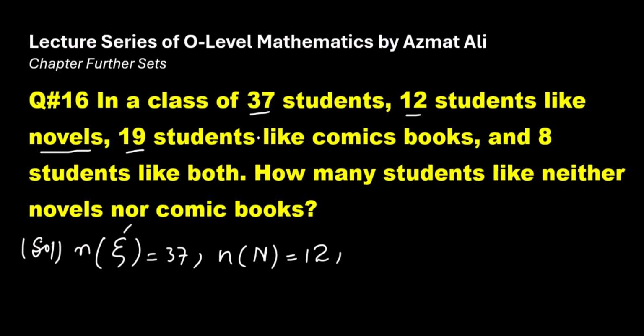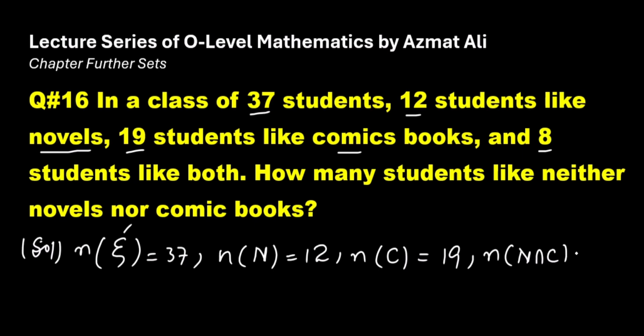19 students like comics book. It means the number of comics readers are 19. And 8 students like both. It means this is a case of intersecting sets. 8 students like both, meaning readers of novel and comics.